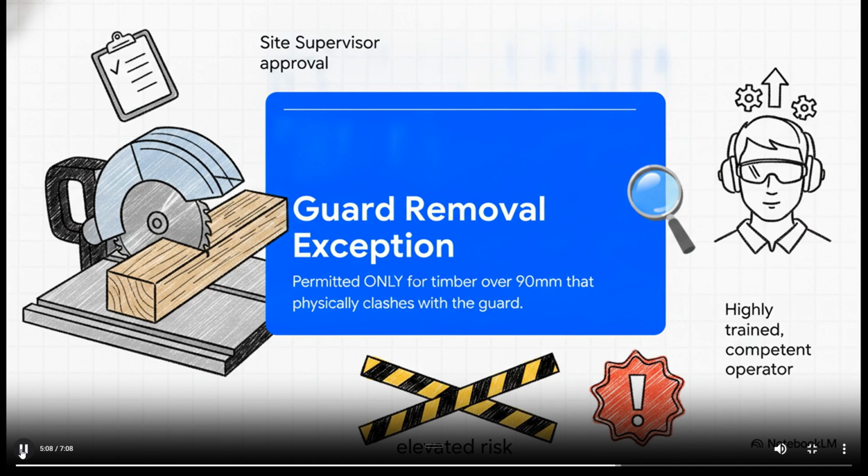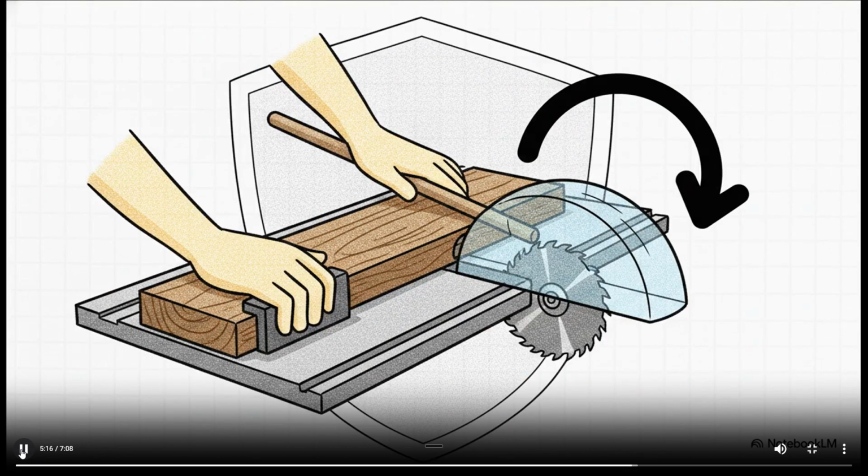And because of the extreme danger, you can't just make this call yourself. It requires formal site supervisor approval and a highly trained, competent operator behind the wheel. When that guard comes off, your margin for error drops to absolute zero. Alternative controls like push sticks, push blocks, and incredibly strict hand positioning become 100% mandatory. It's so tempting to leave the guard off for just one more quick cut because you're rushing, but there is zero wiggle room here. Once the task is done, that guard must be verified and refitted immediately before any other work happens.